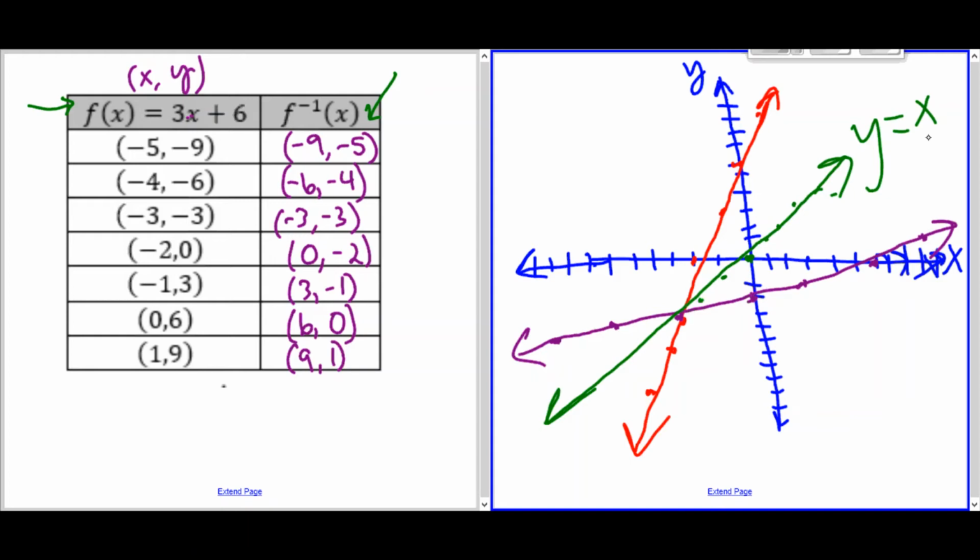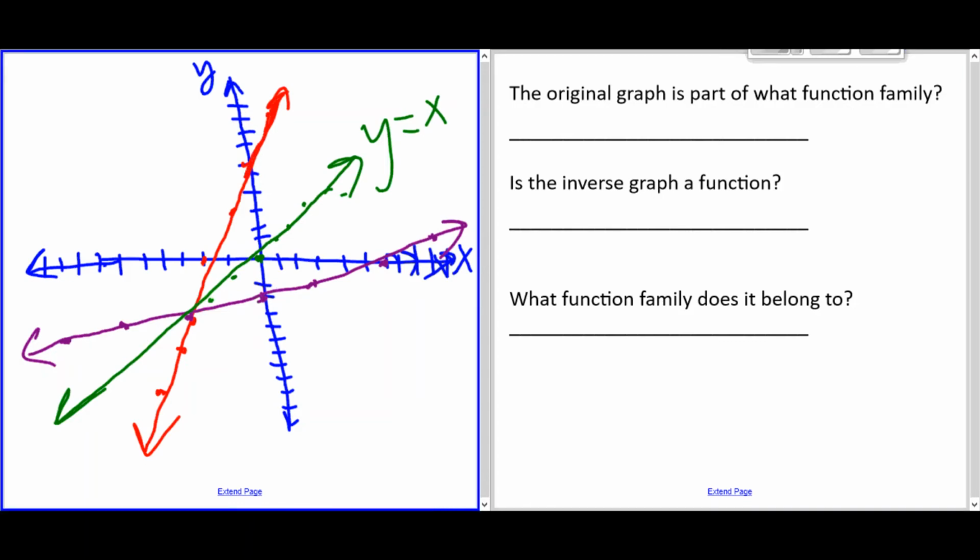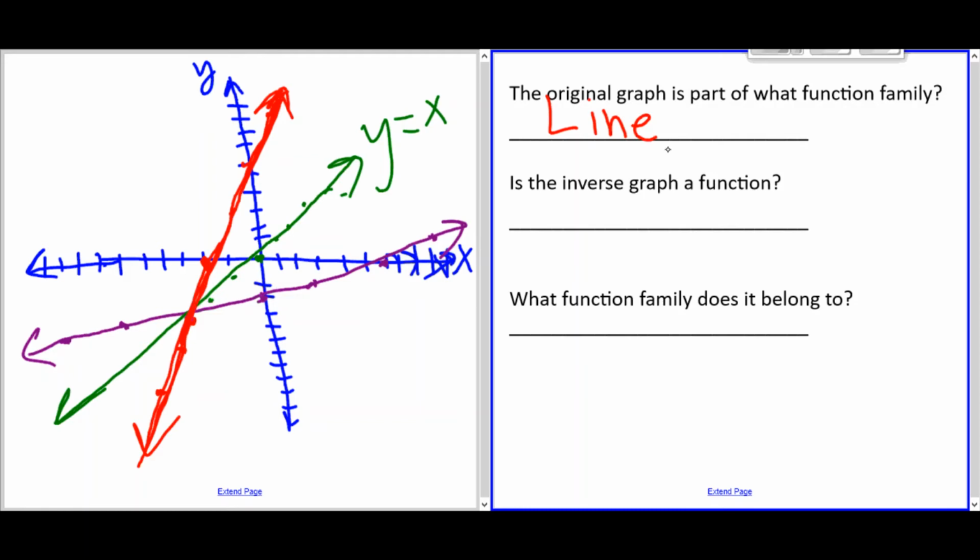So we can do some analysis on this graph here. The first question says the original graph is part of what function family? That red graph, that red line I'm highlighting, sorry, this isn't exactly a perfect line, but it's okay. This line is a straight line, so we call this a linear function.